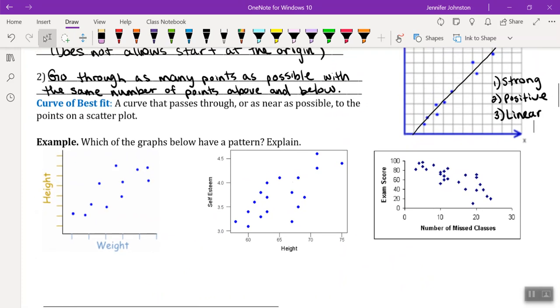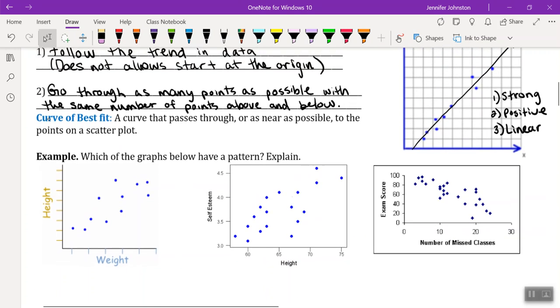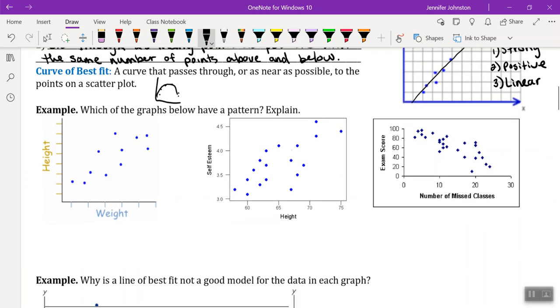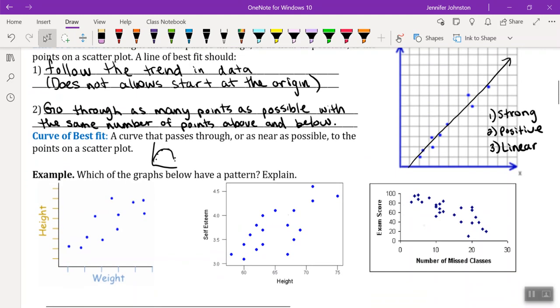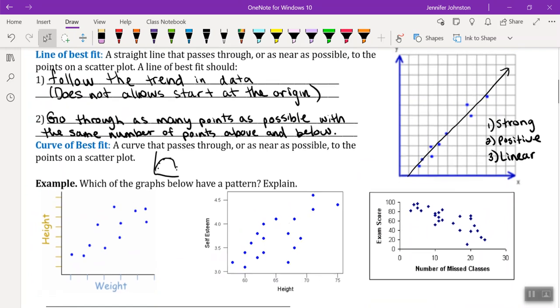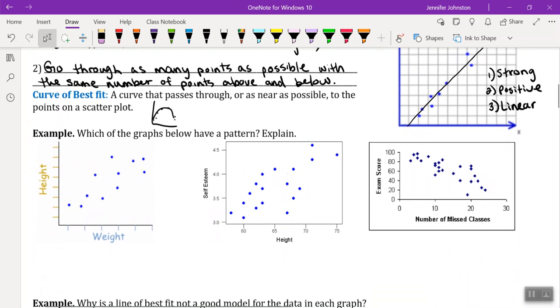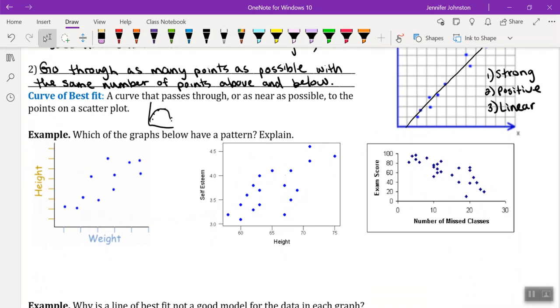All right, so which of the graphs below have a pattern? Let's go look. Okay, and then, here, a curve of best fit is a curve that passes through or as nearly as possible to the points on the scatter plot. But it will be like a curve. So it'd be something like this, and then you'd have a curve of best fit. Okay, so which of the graphs below have a pattern? Again, you can pause the video at any time. This is posted on the OneNote.